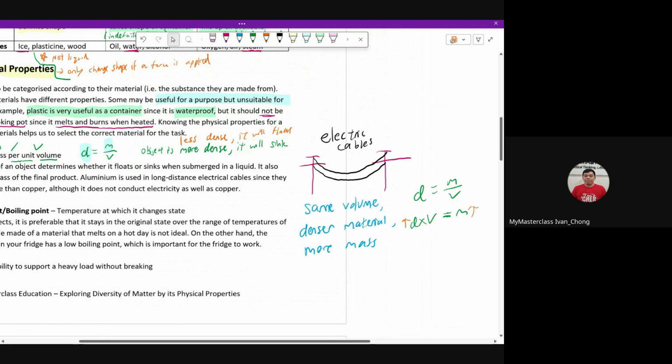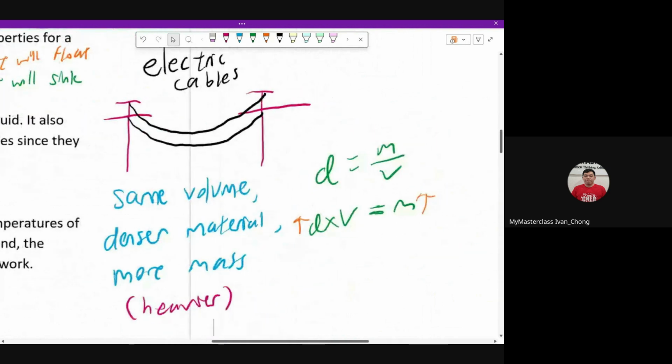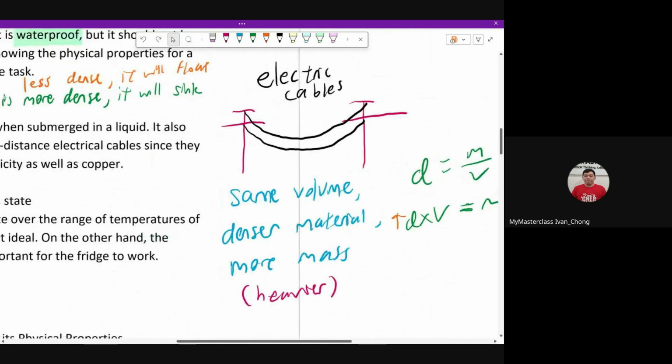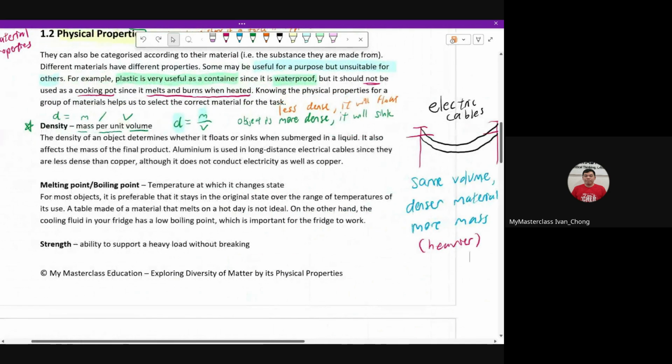So what does that mean? It means it will be heavier. So if you look at your electric cables over here, do you want the cables to be heavy? No, we don't actually want the cables to be heavy, because if your cables are very, very heavy, what happens is if some unlucky person decides to touch it, they will get an electric shock. So we don't want that to happen. So your electric cables cannot be very, very heavy. They need to be light, but still suitable enough to actually carry electricity.